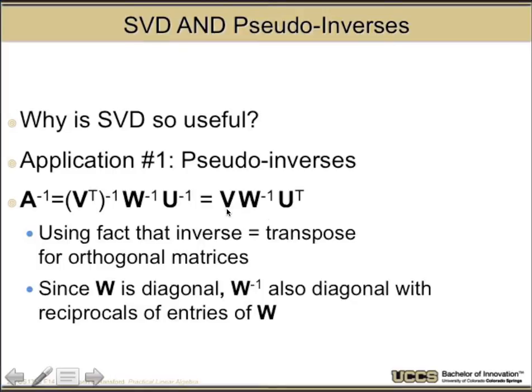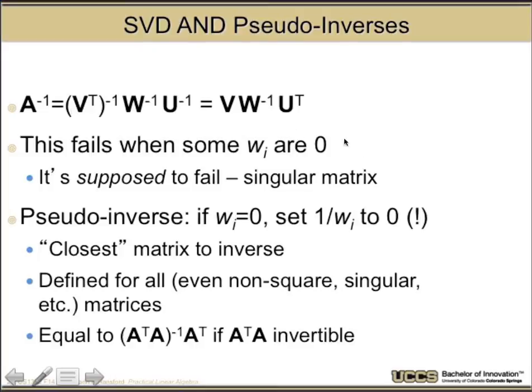So we just get V, W inverse, U transpose, just using the fact that the transposes of orthogonal matrices are their inverse. And since W is diagonal, we already know how to take the inverse of a diagonal matrix really easily. You just take 1 over the entries that are in it. So therefore, I can write the inverse very easily.